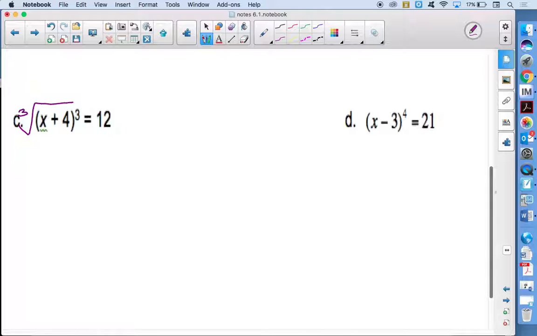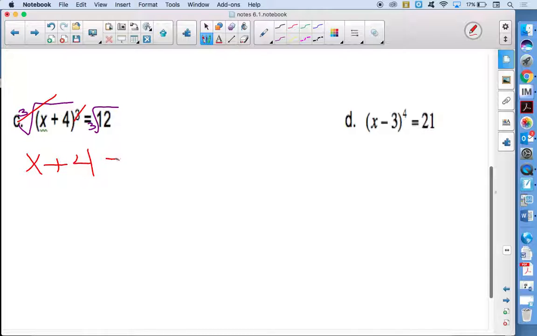So we can take the cube root of x plus 4, and we can take the cube root of 12. So by taking the cube root, that cancels the cube and the root. So the only thing that's left is x plus 4. I no longer even have the cube because we got rid of both of those by taking the cube root.